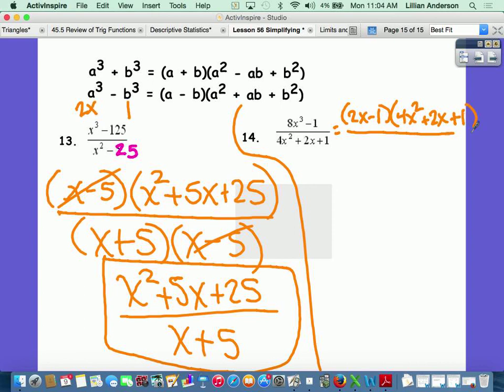1. Now instead of trying to rack your brain to factor the bottom, you should notice that the bottom is a square. It cancels out with the top. So you're left with 2x minus 1.